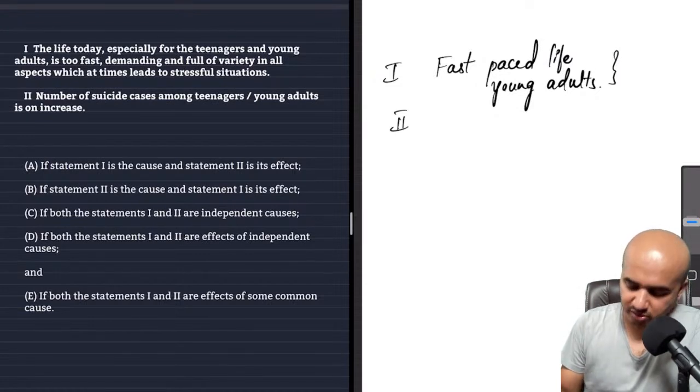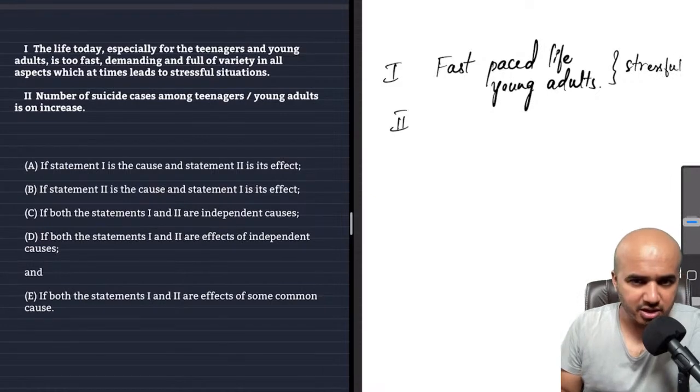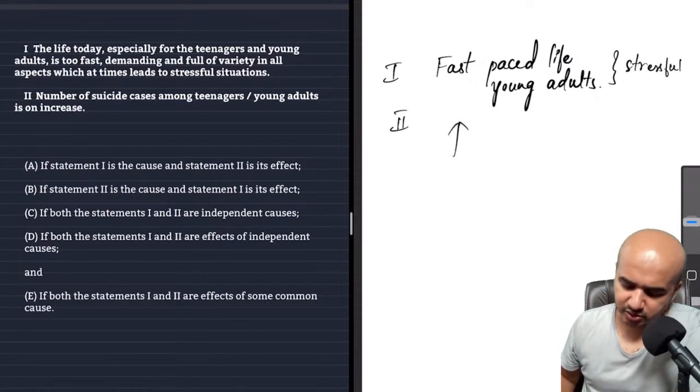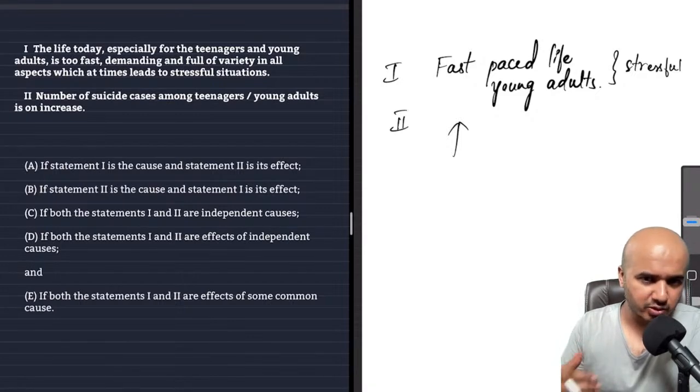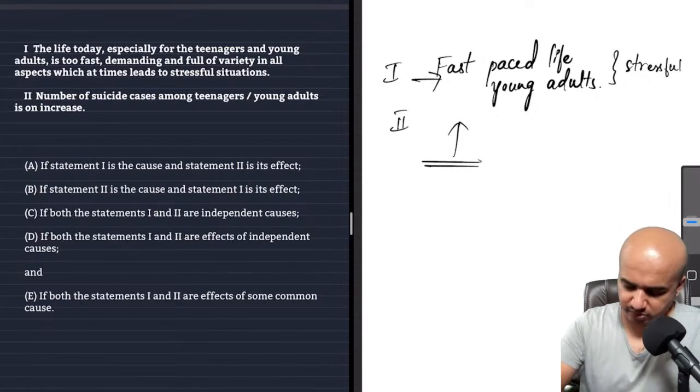Agree. It's not that it is the truth, it may or may not be the truth. I'm just looking at the statement independently. Because of this, they say the number of suicide cases among teenagers and young adults is on the increase. So we can easily conclude that because of the stress, because of the demanding life for young adults and teenagers, we can see an increase in the suicide cases. That seems to be the possible explanation. So option A seems to be the most likely answer. The cause is statement A, the effect is statement B.